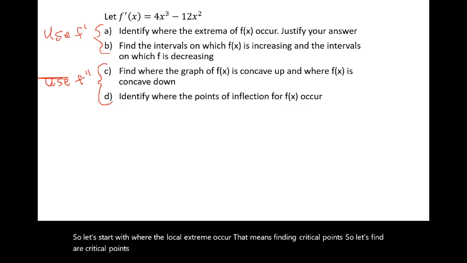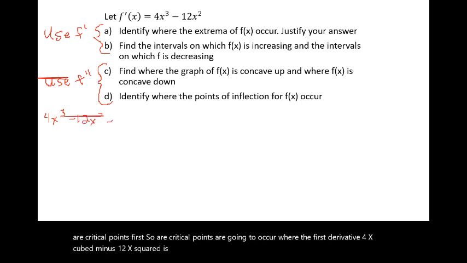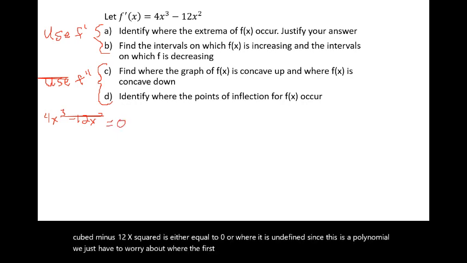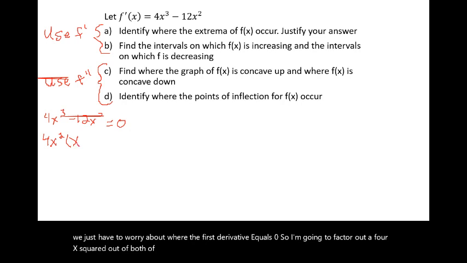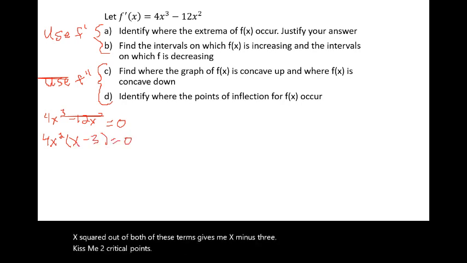Our critical points are going to occur where the first derivative, 4x cubed minus 12x squared, is either equal to 0 or undefined. Since this is a polynomial, we just have to worry about where the first derivative equals 0. So I'm going to factor out a 4x squared out of both of these terms. That gives me x minus 3. That gives me two critical points: x equals 0 and x equals 3.